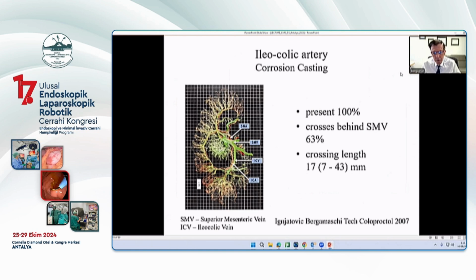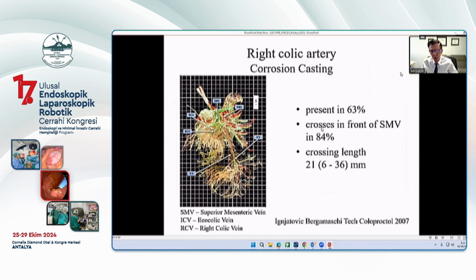Now, the results of these corrosion casting studies tell you that the ileocolic is always present and in two-thirds of the cases crosses behind the superior mesenteric vein for a length of about 2 centimeters. The right colic artery mostly, in two-thirds, crosses in front of the superior mesenteric vein, which is easier to dissect, for about 2 centimeters. These are the pictures of the results, which are really difficult to read. That's why I'm giving you the numbers.